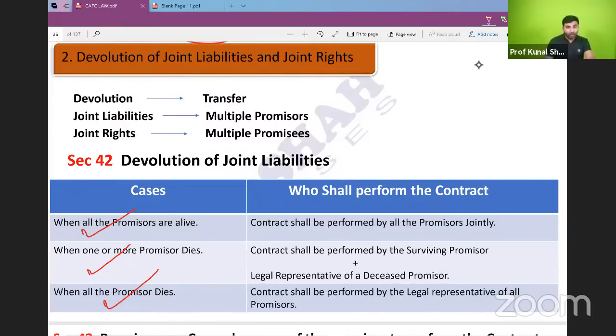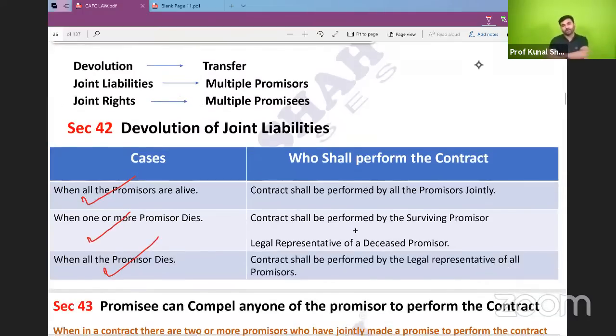So, when one or more promisors die, the contract will still be performed by the surviving promisors along with the legal representative of the deceased promisor. Sir, will your legal representative perform the contract? Yes, he is bound to perform the contract. If my legal representative is accepting my assets after my death, then he also needs to accept my liabilities.